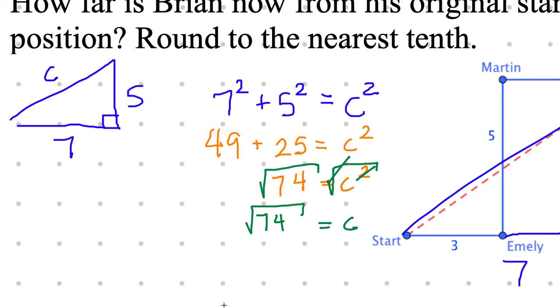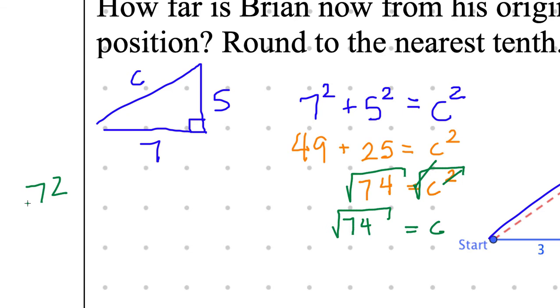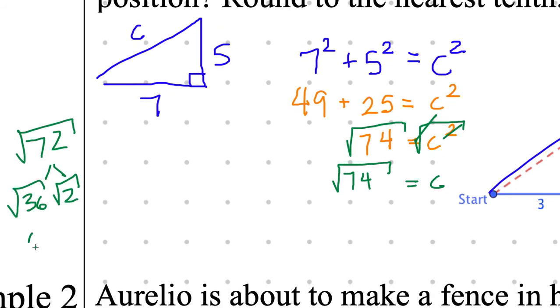So I guess the question is, can the square root of 74 be simplified? So for example, if I had the square root of 72 off to the side, that's equal to 36 times 2, or rather the square root of 36 times the square root of 2, which means that is equal to 6 square root of 2. Can I turn square root of 74 into something similar to 6 square root of 2?